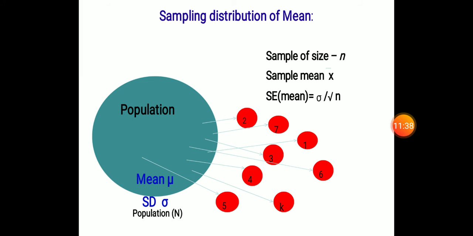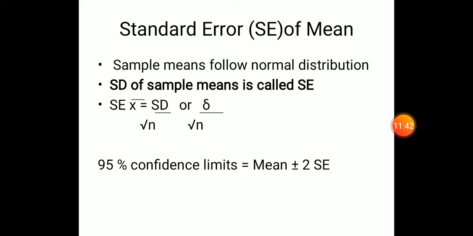There are 4 types of standard error you want to study. The first one is what we call the standard error of mean. What's the formula for calculating the standard error of mean? Standard deviation divided by square root of n. And the 95% confidence limit we can also find: mean plus or minus 2 standard error.